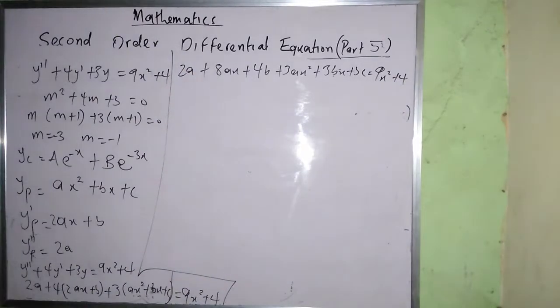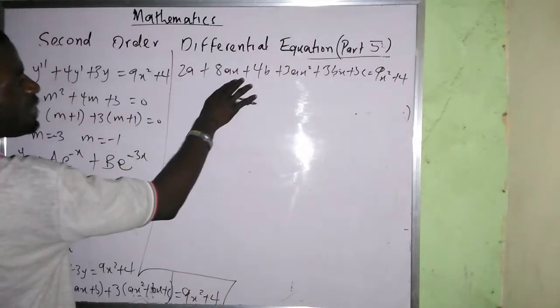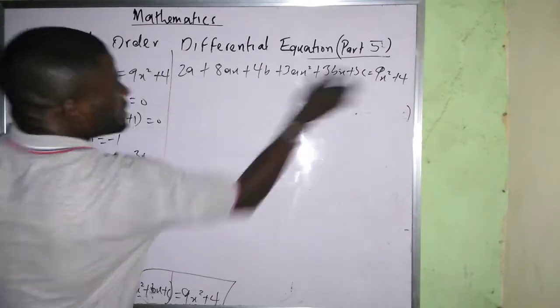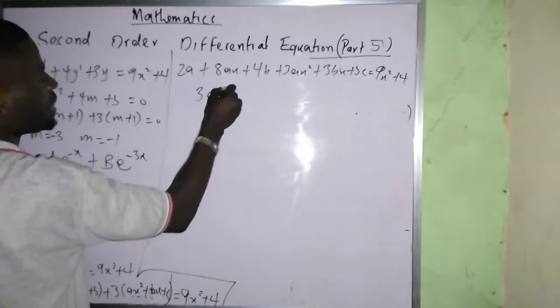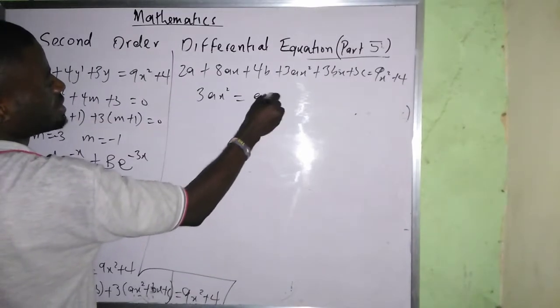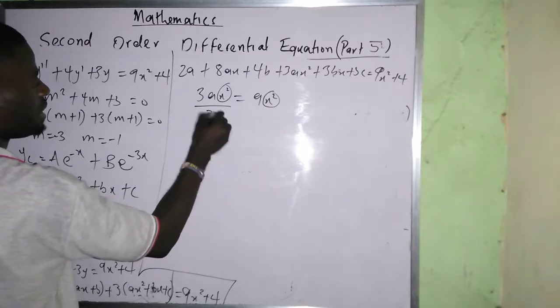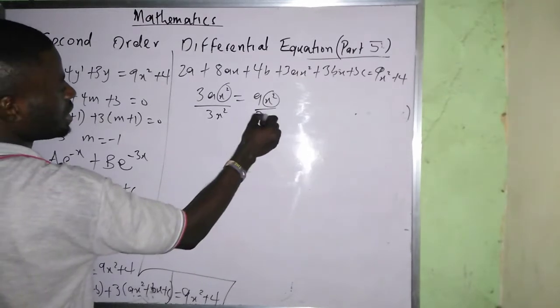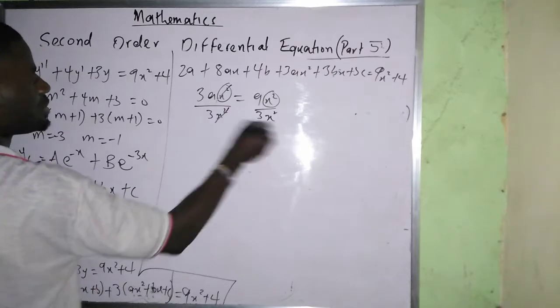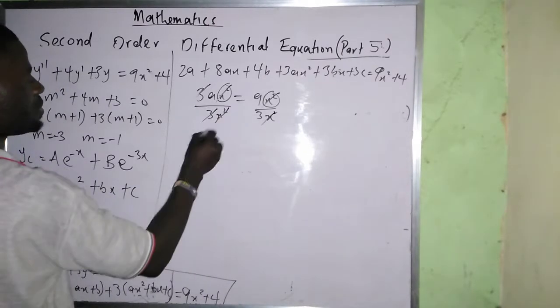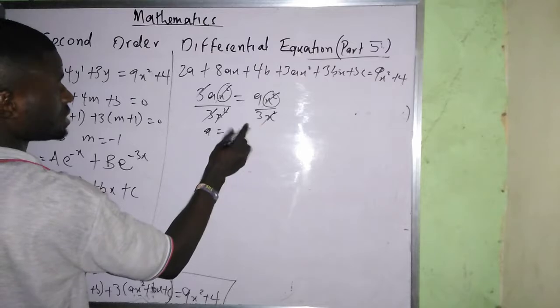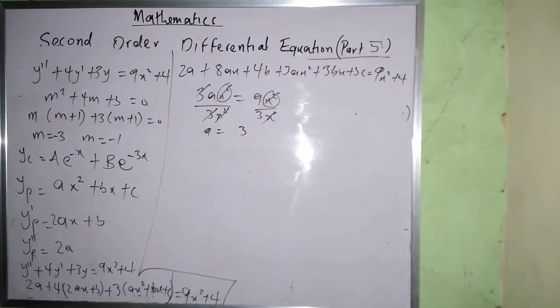Now, since I have this, the one that has only the variable x squared: this 3ax squared equals 9x squared. I will divide this by 3x squared, this will cancel this, and here we cancel. My a equals 3. My a is equal to 3.